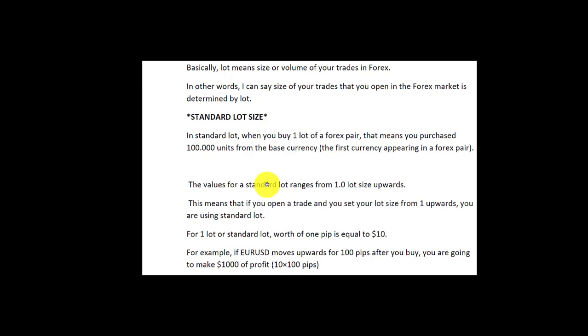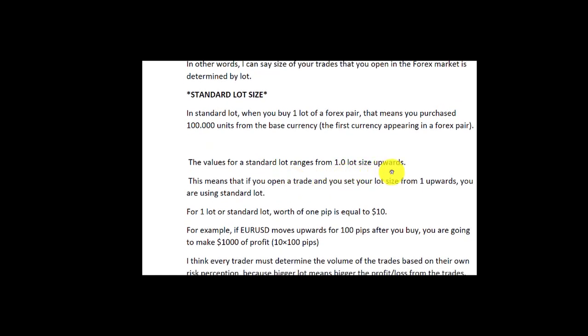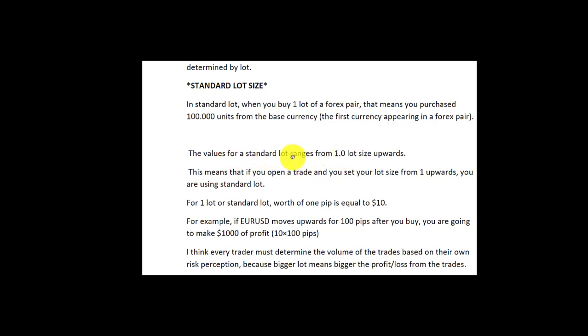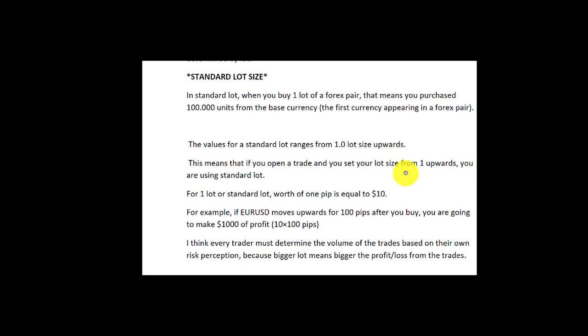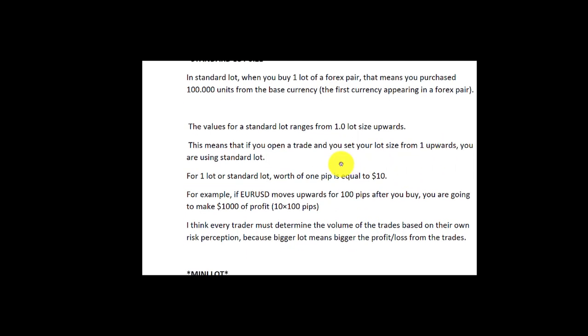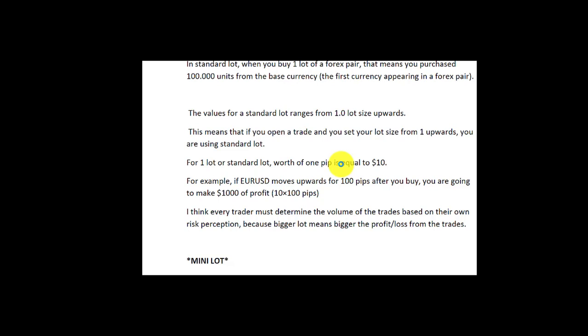The values for a standard lot range from 1.0 lot size. So the minimum of a standard lot size is actually 1.0 standard lot. And it goes upwards from 1.0, 2.0, 3.0, 10.0, 100, 200, 1000 standard lots. That's what I want you to understand here. The values for a standard lot size range from 1.0 and upwards. This means that if you open a trade and set your lot size from one lot upwards, you are using a standard lot. That's what it literally means.